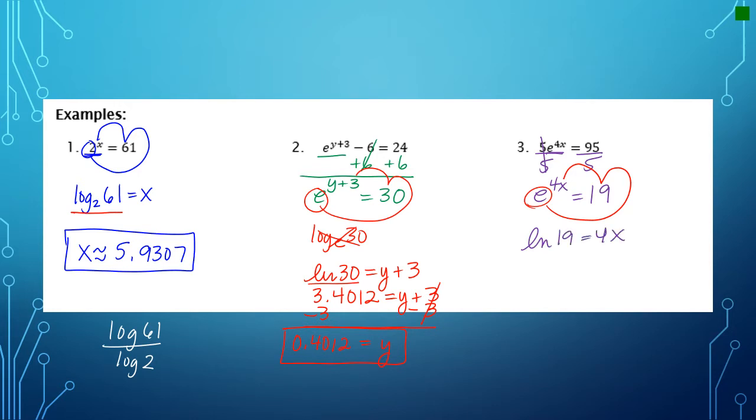So first thing I'm going to do is figure out what the natural log of 19 is. And again, it's going to be a decimal. I'm going to round it to 4 decimal places. That equals 4x. And then I would divide both sides by 4. And I would come out that x equals 0.7361.